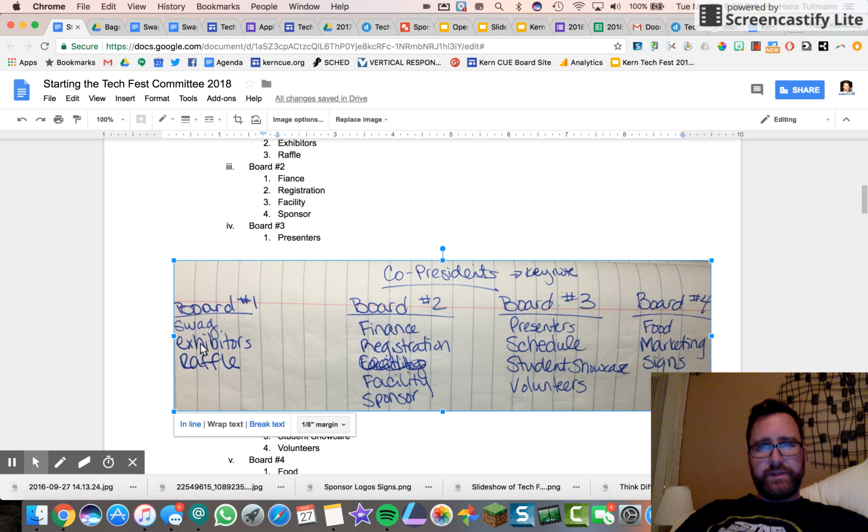There are subcommittees that rely on each other and need to communicate, like swag, exhibitors, raffles. All three of those committees need to be in constant communication. So we'd put one to two board members in charge of those committees. The same with board number 2: finance, registration, facility, sponsors. All of those need to communicate and collaborate, with one to two board members.